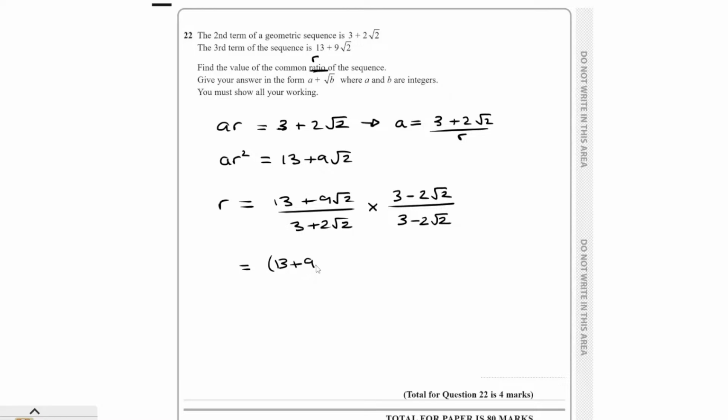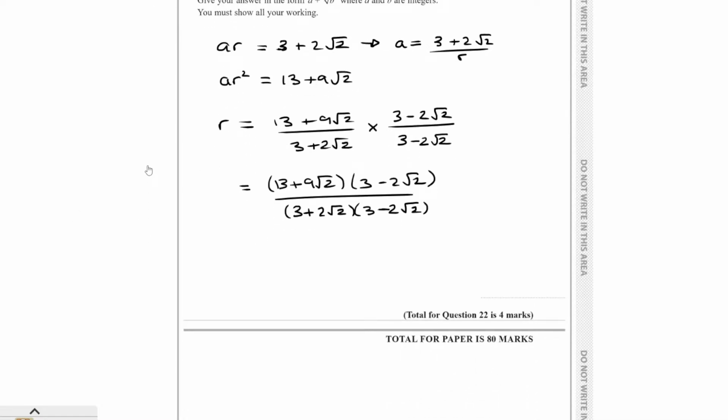13 plus 9 root 2 at the top, multiplied by 3 plus 2 root 2, and at the bottom 3 plus 2 root 2 multiplied by 3 minus 2 root 2. You don't have to necessarily write it out like this, but I'm just kind of over-explaining everything. Hopefully at the bottom you can notice that that's effectively going to be a difference of two squares situation. And then we just need to expand everything.